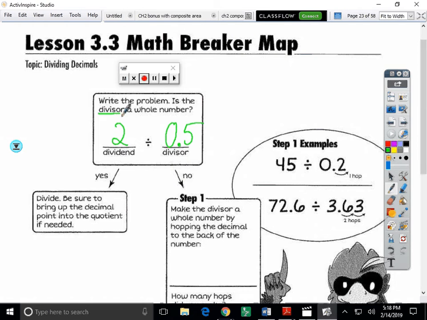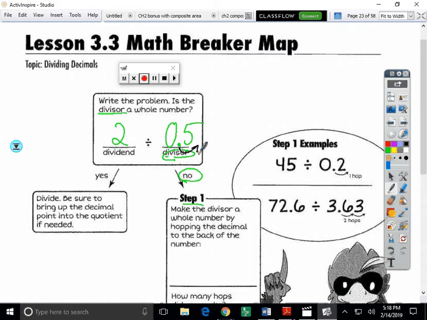So the rule says check your divisor first. See if it's a whole number. Well, divisor, here you are. The second number is always my divisor, and the answer is no. It is a decimal. So I'm going to have to follow step 1, which says, make the divisor a whole number by hopping the decimal to the back of the number. Oh, I can handle that. I started the decimal, and how many hops or multiples of 10 should I use? Just 1.